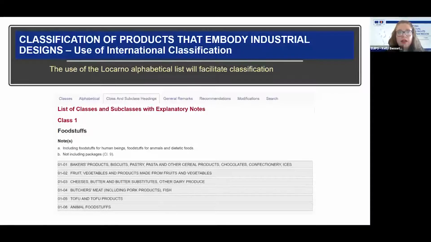Each class and subclass of the Locarno Classification and design class has a heading, and the class and subclass headings give a general indication of the fields into which the products belong. We don't recommend using the class headings themselves, although they are acceptable. We prefer our applicants to choose either the headings of the subclass, or even better, the more specific terms listed in the subclass.